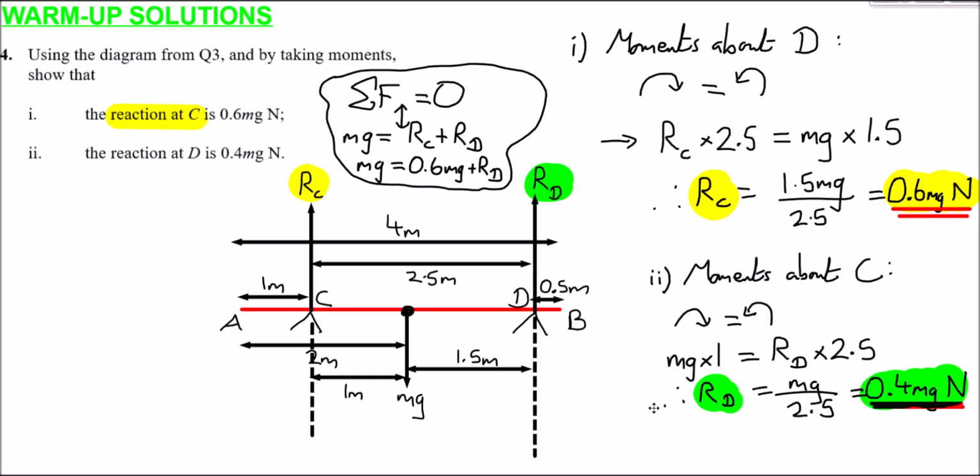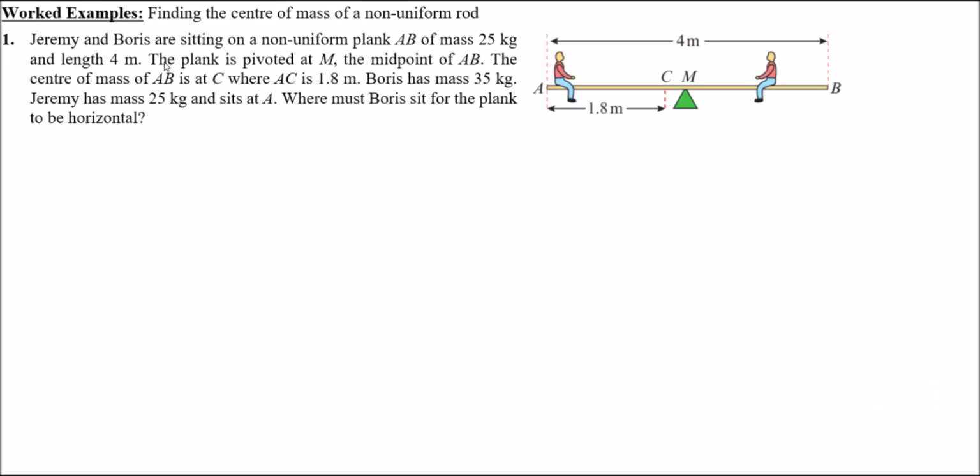Let's now have a look at some examples involving equilibrium with moments. So the first vector example here is finding the centre of mass of a non-uniform rod.